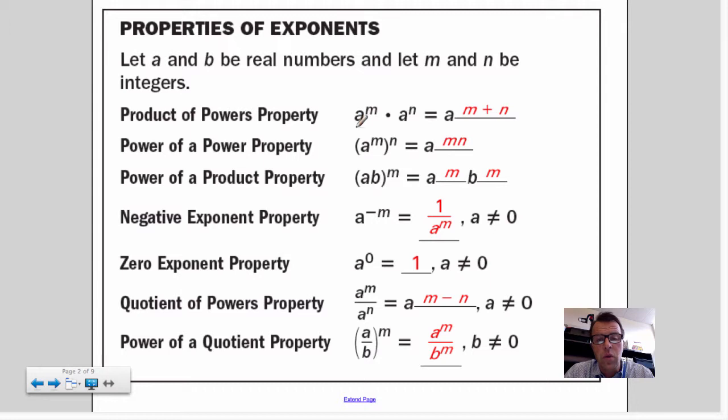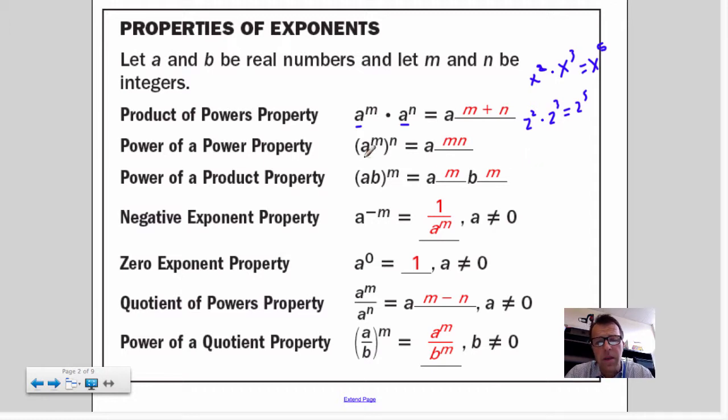But here, if I have two of the same base numbers, an example might be x squared times x to the third, and then the rule says that you add the exponents. Again, you can only do this if you have the same base number. You could even have 2 squared times 2 to the third, which is going to be 2 to the fifth, and this is x to the fifth. So when you're multiplying two of the same base with exponents, you add the exponents. That's the rule.